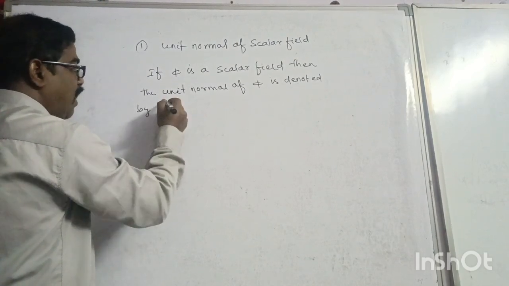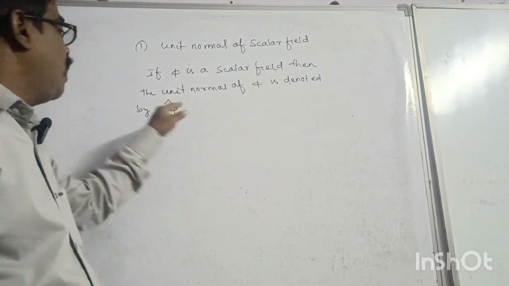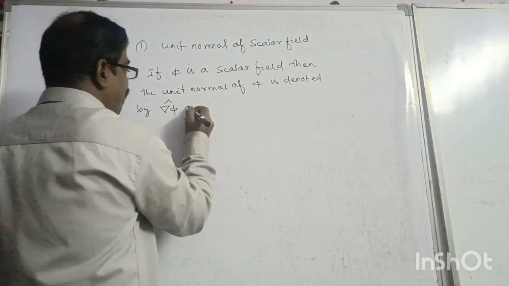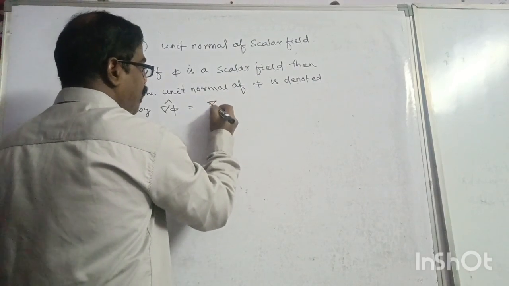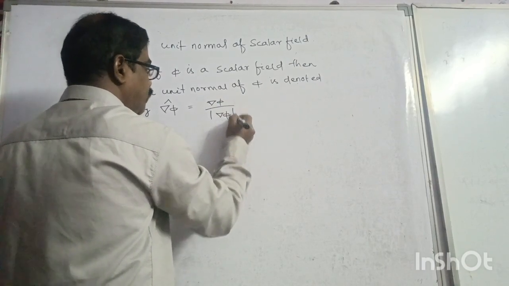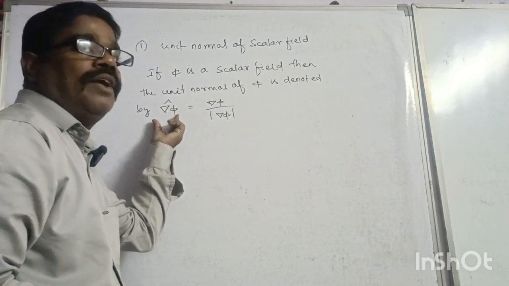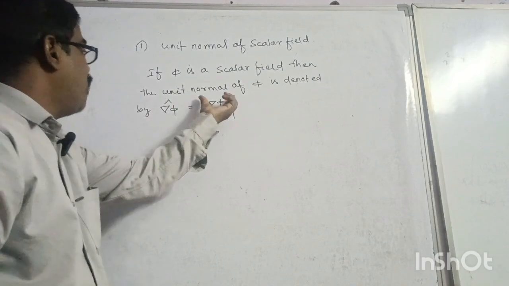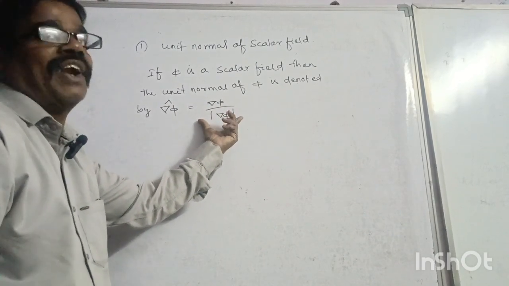nabla phi cap. Cap is nothing but a unit vector. This is nothing but nabla phi by mod nabla phi. This is a unit normal. Unit normal means unit vector, right or not? Nabla phi by mod nabla phi is the formula of the unit vector.